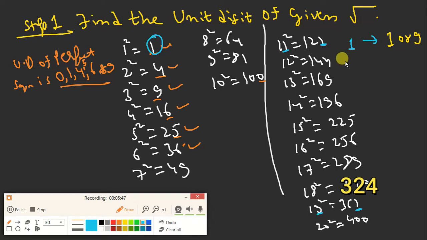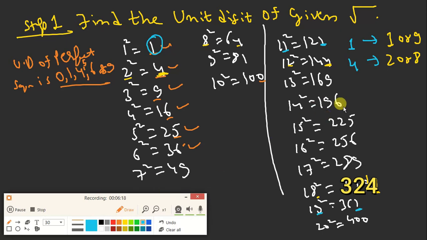Now, if the unit digit is coming as 4, what can be the unit digit of the number? Here it is coming as 4, so it can be 2. Then here, 18 square is 324, it is coming as 4, so it can be 8. You can check here also. So when it is 4, the number can end in 2 or 8. This is the second thing.